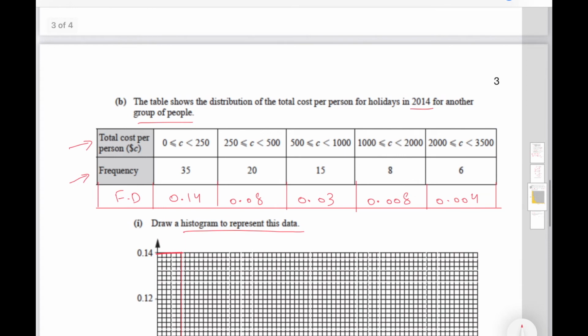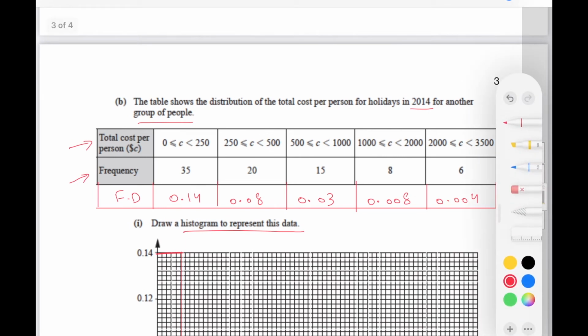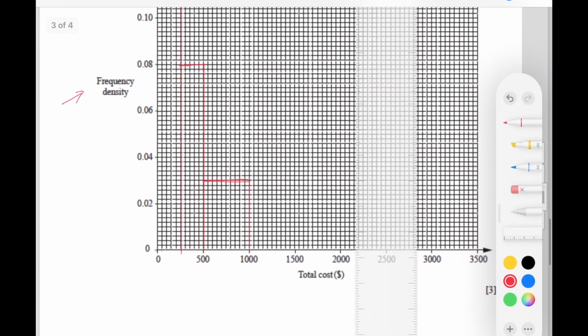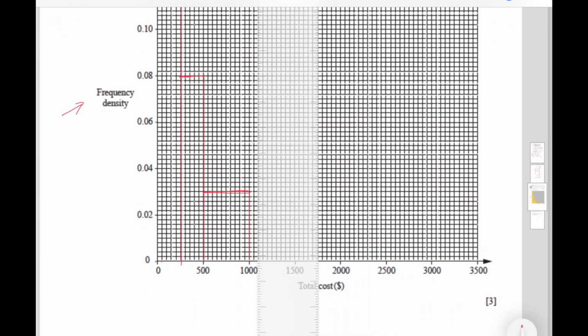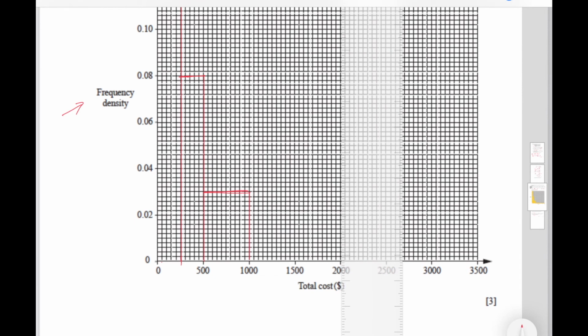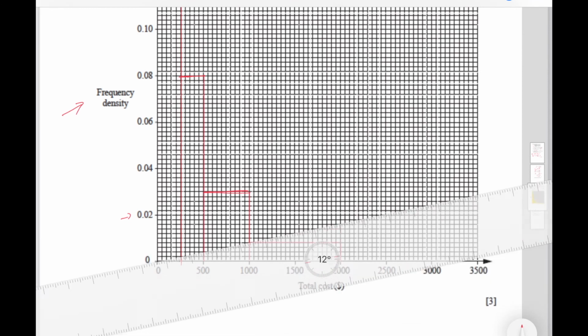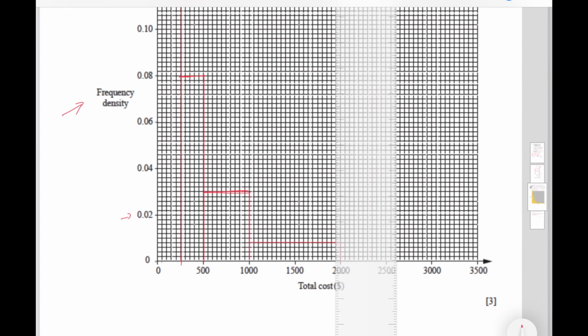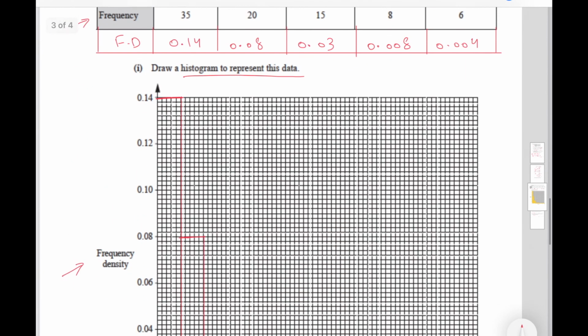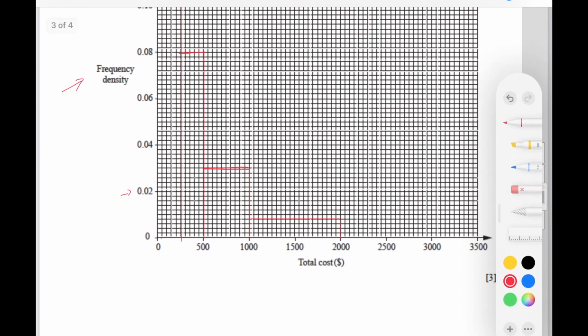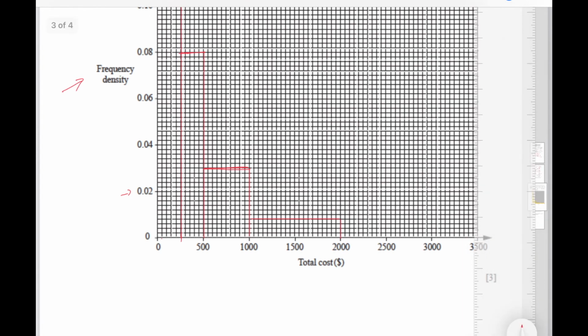The next one is 1000 to 2000 for 0.008. So 1000 to 2000 is going to be over here. If you divide this into 10 parts and then multiply that by 4, you get somewhere over here. So basically, this is the part that I'm talking about. Then the last one is 2000 to 3500 at 0.004, which is going to be half of this value. So you also draw a horizontal line and a vertical line over here in the end, just like this.